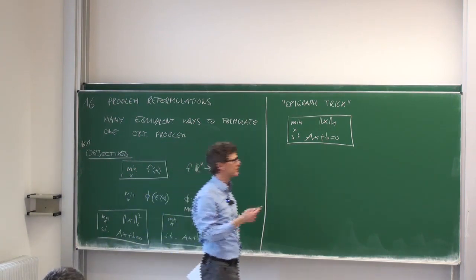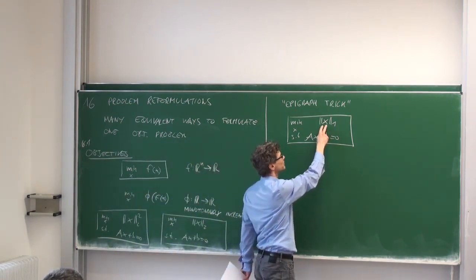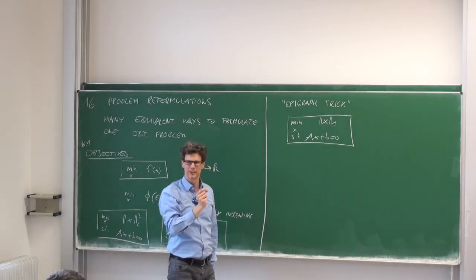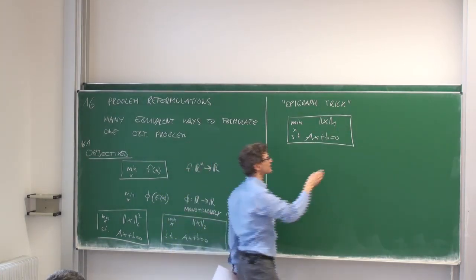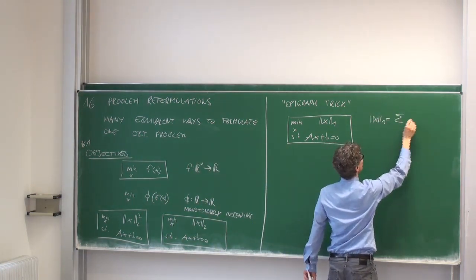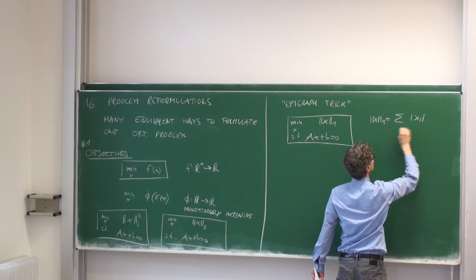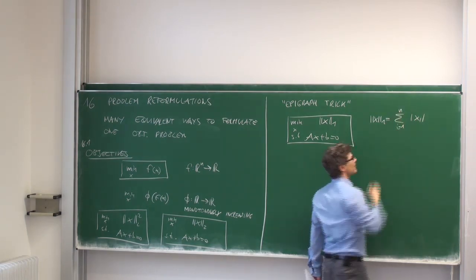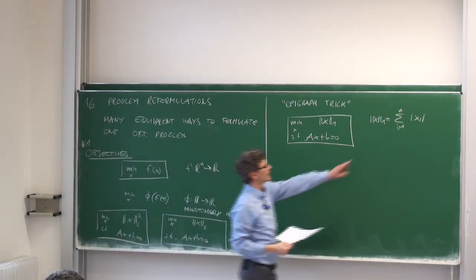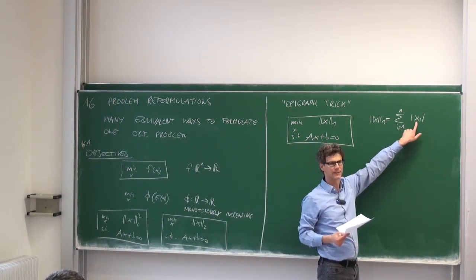Because the 1 norm is the sum of all the absolute values. Do you remember what the 1 norm of a vector x is? It is the sum of the absolute values of the components xi. That's a non-smooth function at every point where some xi is 0. Wherever one xi is 0, this is non-smooth.